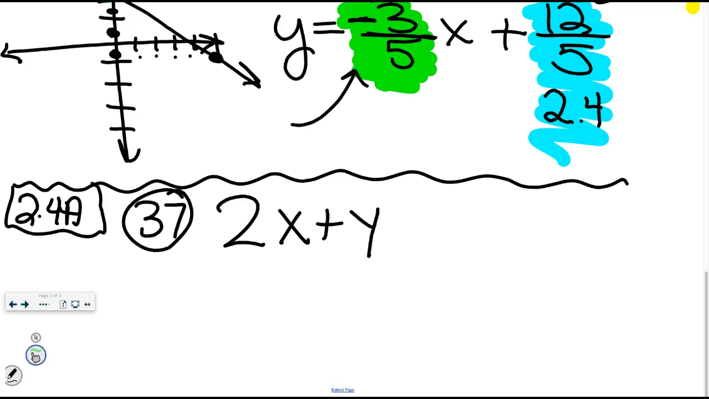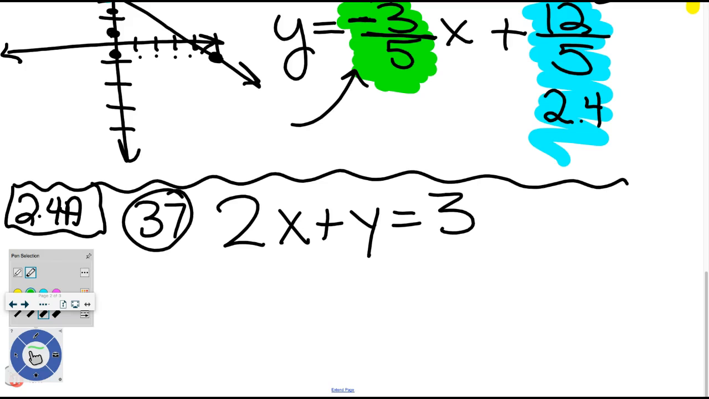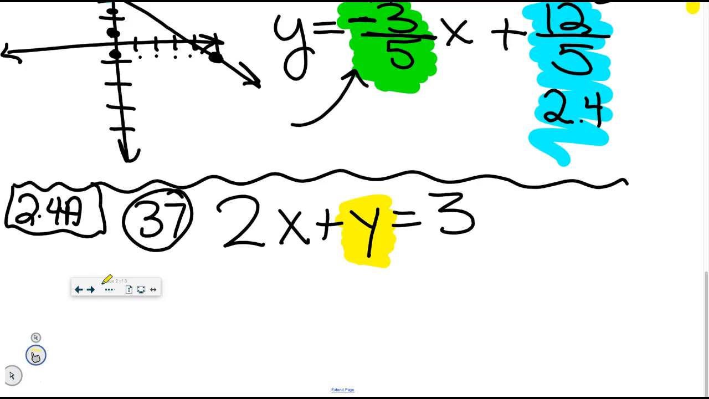All right, so let's take a look at what we have. We have 2x plus y equals 3. And I said whenever you have to graph it, you have to solve it for the y. So we will solve it for the y. Right, Rhea? So what will I do to both sides?